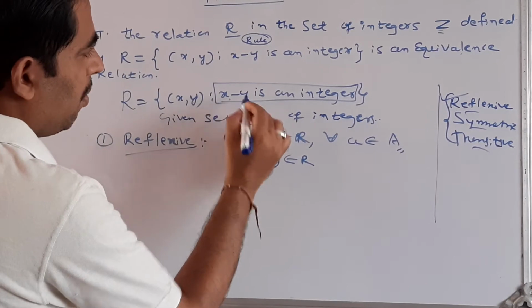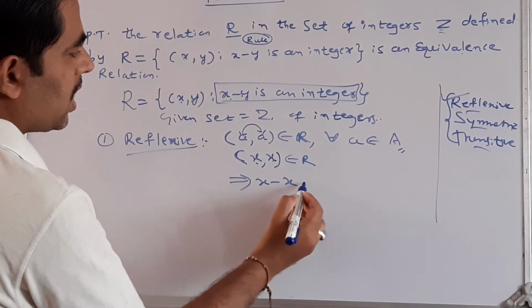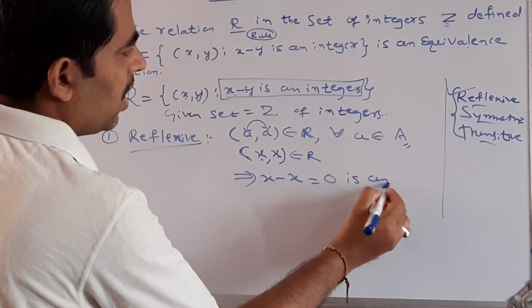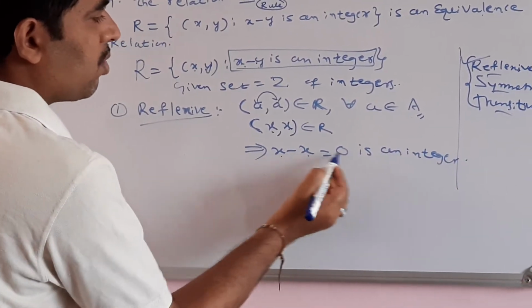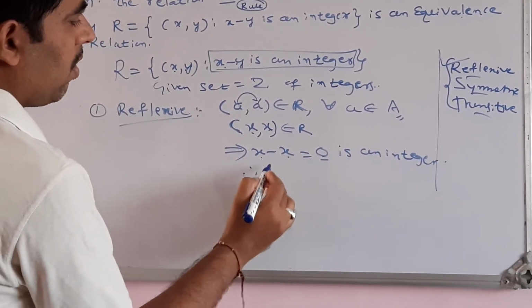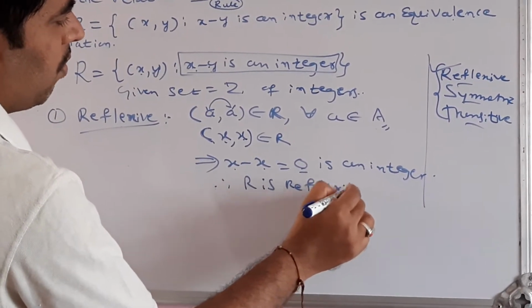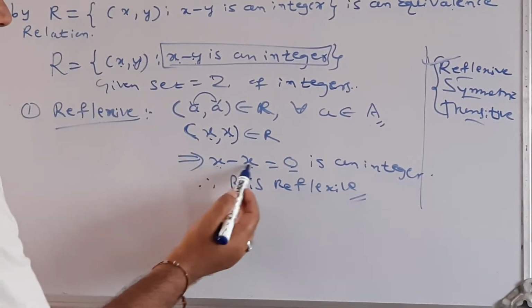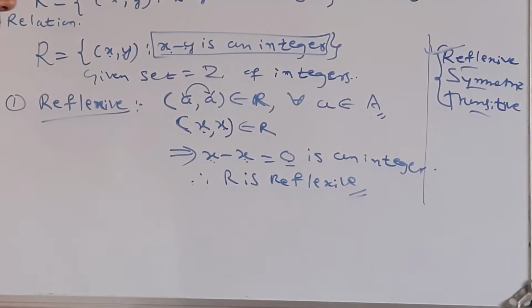Take the difference of these two elements, x minus x. So x minus x means 0. And 0 is an integer. The difference gives me 0, which is an integer. Therefore, R is reflexive. So the reflexive property holds good. The difference of x and x gives me 0, which is an integer, which obeys the property x minus y is an integer.